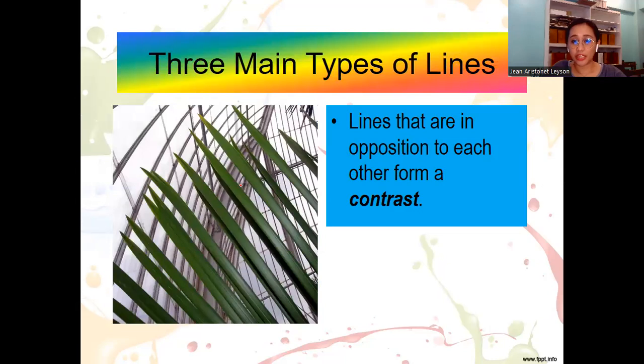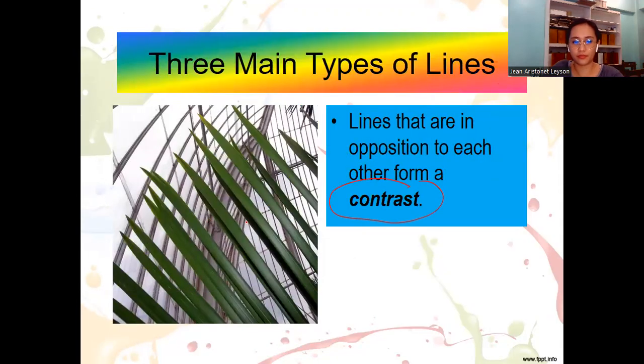Lines that are in opposition to each other form a contrast. So here, the lines are going this way. Here, the lines are going that way. Also here, so the lines are in contrast with each other.